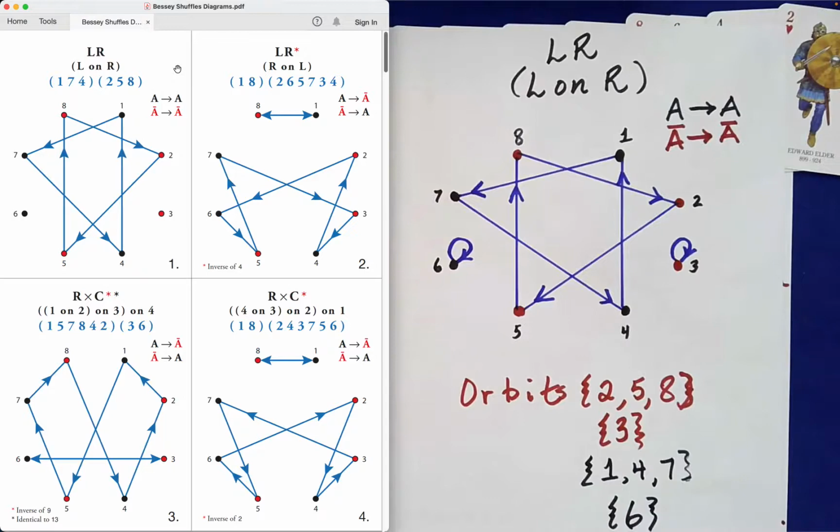And the important thing to understand regarding Bessey sequences is that all of the red values after the shuffle will stay within positions marked by the red values, and the same thing for the black values here. After the shuffle, they'll stay in positions that are marked black, namely 1, 4, 6, 7.